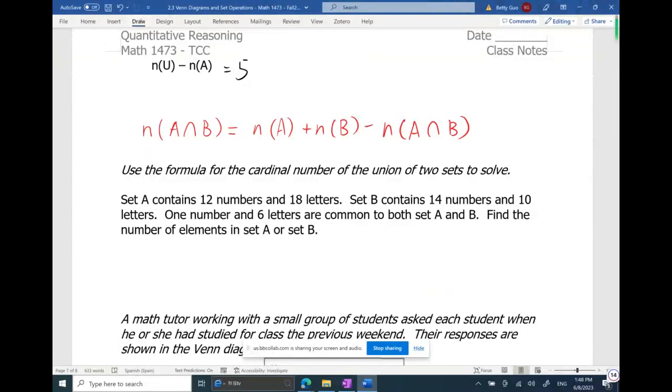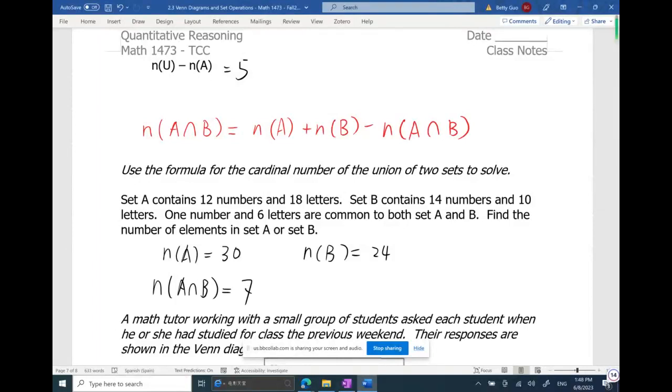Set A contains 12 numbers and 18 letters. So how many elements in total? 30, right? Set B contains 14 numbers, 10 letters. So how many elements in total? 24. One number and 6 letters are common to both A and B. So that means the cardinal number of A and B is 7, right?